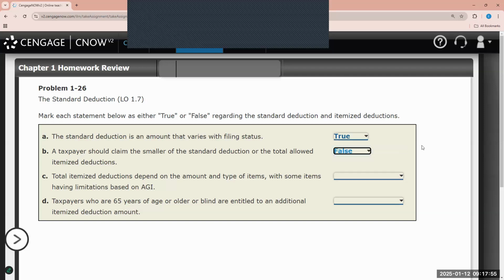B, a taxpayer should claim the smaller of the standard deduction or the total allowed itemized deductions. This is false. As just mentioned, we start off with gross income, we subtract deductions for adjusted gross income, which gives us our AGI. Once we get our AGI, from there we take the greater of the standard deduction or the itemized deductions. The key thing is we want to reduce the taxpayer's income that's subject to tax as much as possible.